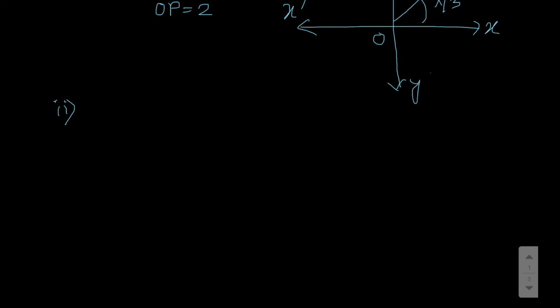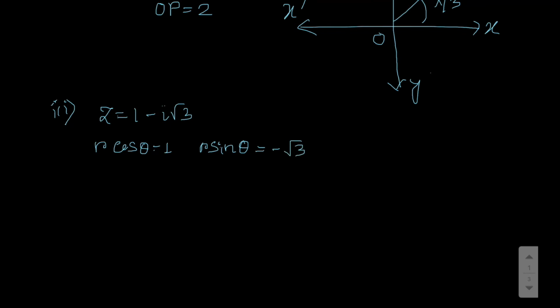Now next sum number 4.3. In sum number 4.3, as here z equal to 1 minus i root 3. z equal to 1 minus i root 3, that means here r cos theta equal to 1 and r sin theta equal to minus root 3.